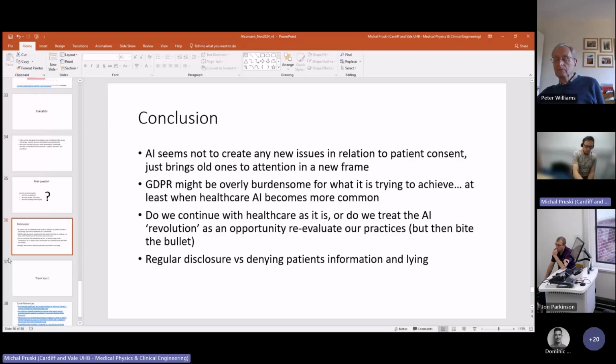But then it means that whatever we decide based on looking at consent for AI enhanced healthcare should overspill on other aspects of informed consent and how we treat patients. And obviously, there's a big difference between regular disclosure of the fact that AI is used and denying patient information that's being asked explicitly or lying about its absence. As I said, not everything that we could tell patients about, we do.